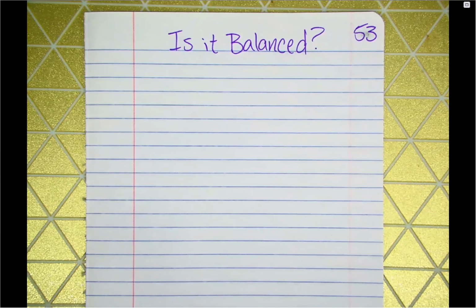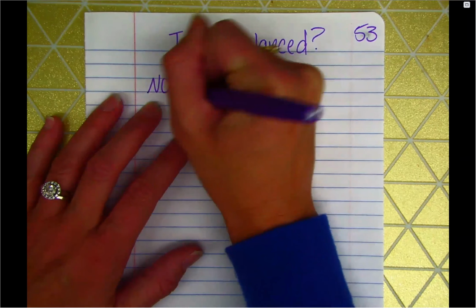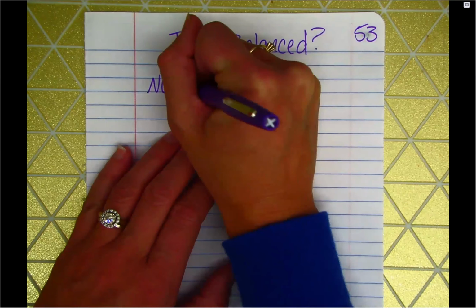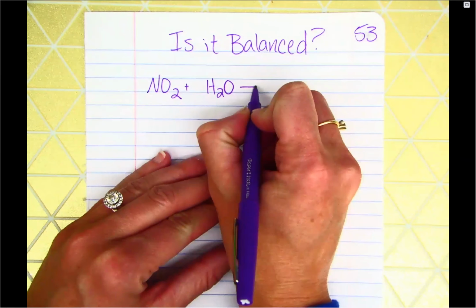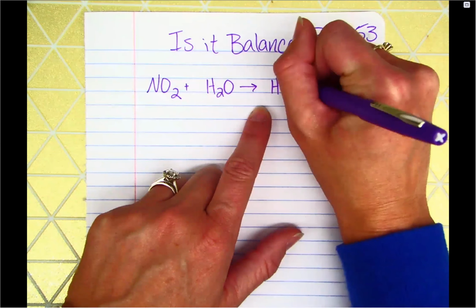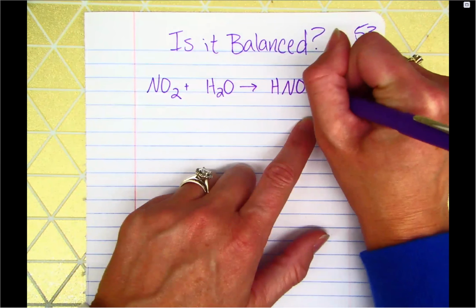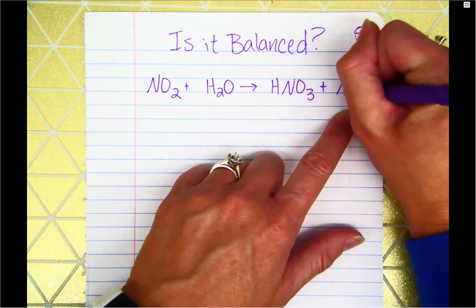Okay, so I'm going to give you an example of a chemical equation, and we're going to walk through together step by step how to figure out if that equation is balanced. So the first one I have is NO2 plus H2O yields HNO3 plus NO.